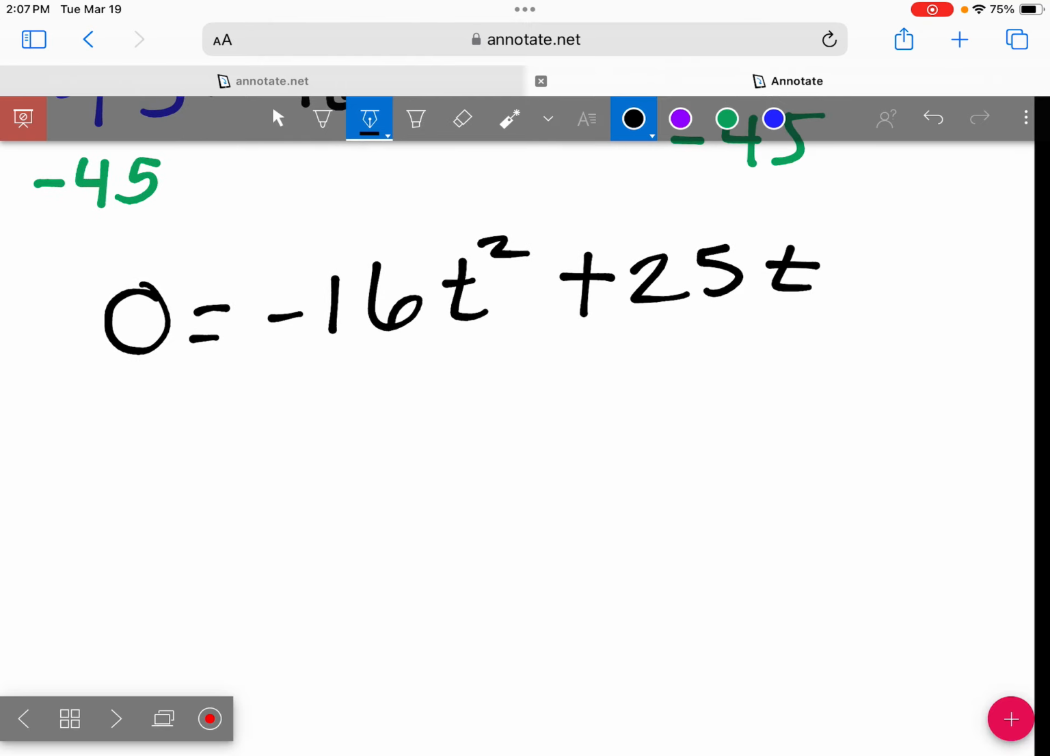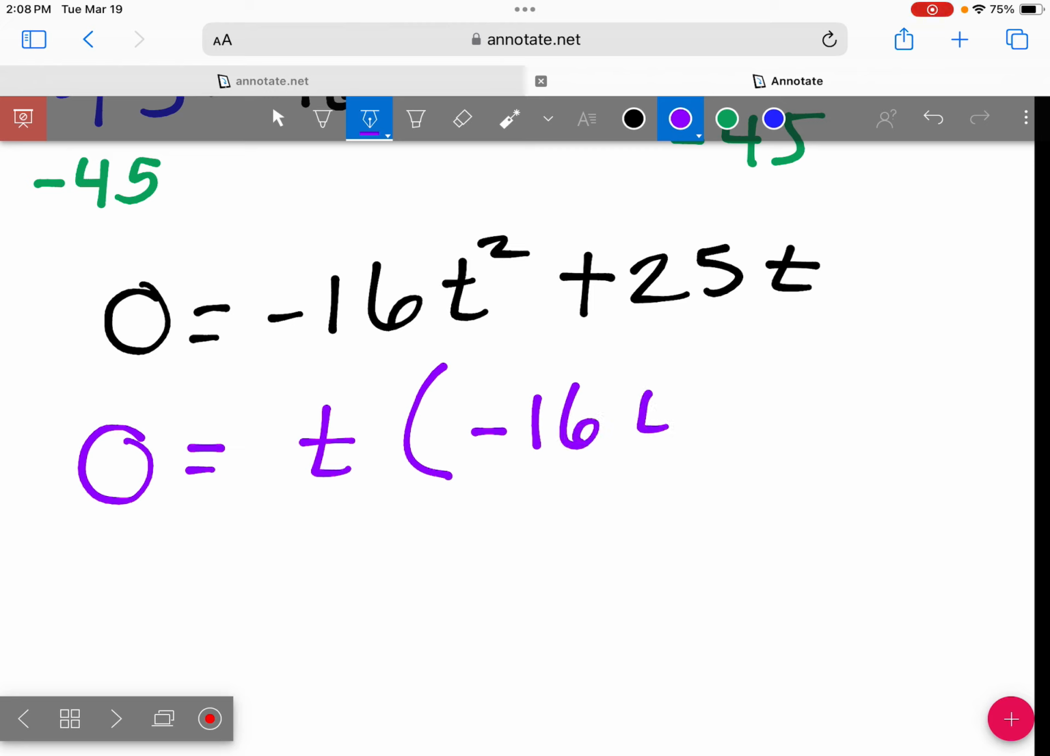We can absolutely factor this one. This one's doable. Finally. What can we do to factor it? Take out a t. So we're going to have 0 equals t times minus 16t plus 25. It had a GCF of t. I always put that little loop on my t because otherwise my t's look like pluses. So my t's have the little loop on the bottom.